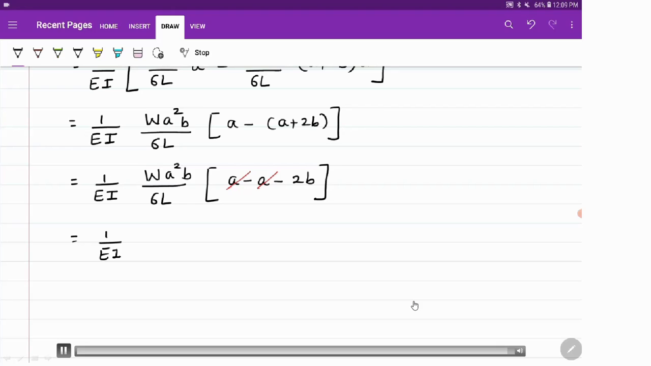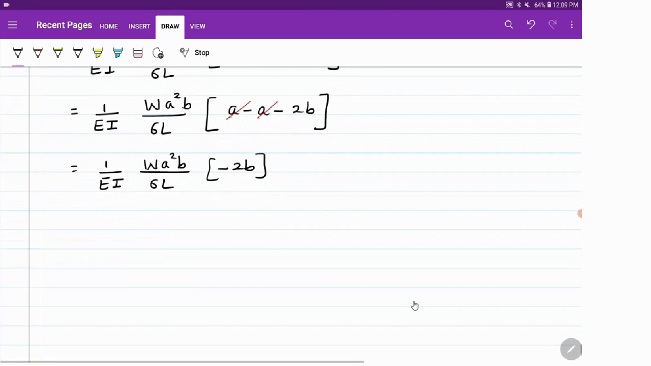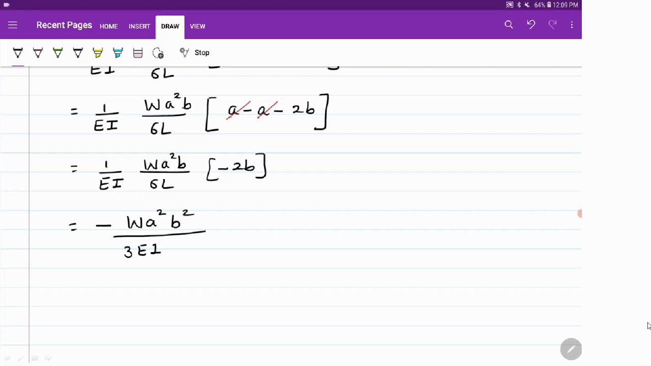So this is 1 upon EI W a square B upon 6L minus 2b. So if you simplify further, you'll get the final form as minus 1 upon E, minus W a square B into B, that is B square, divided by 3EIL, because this is 2 upon 6, that is nothing but 1 upon 3. So this is the value of Y at load or under load W.